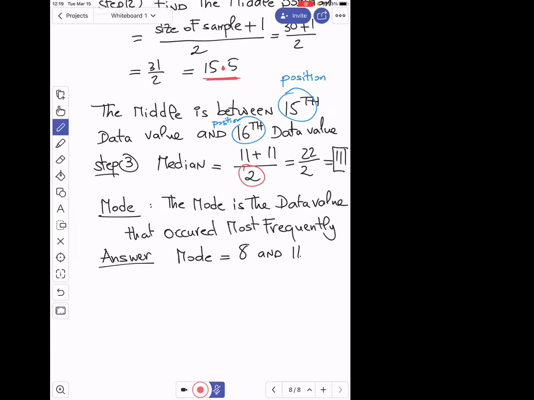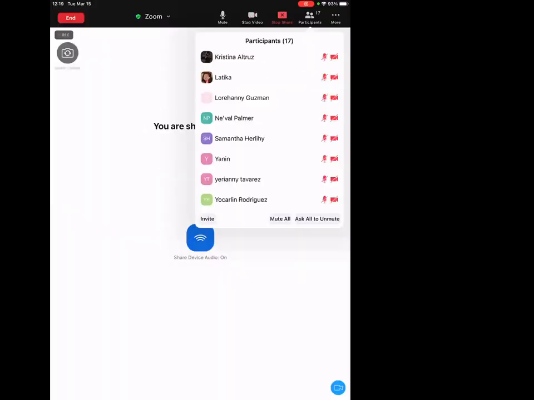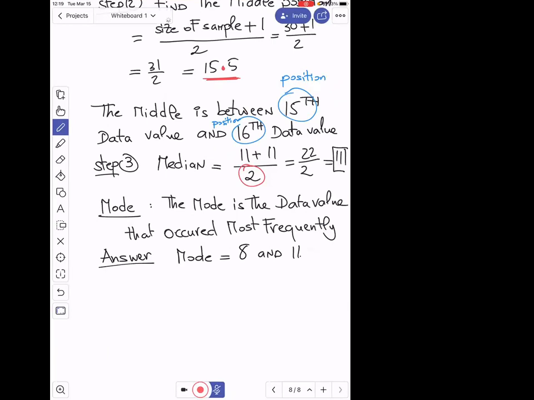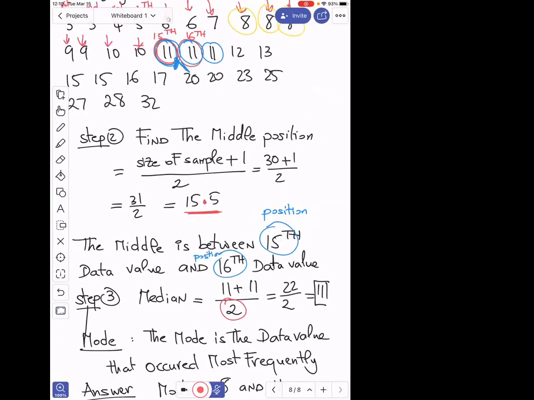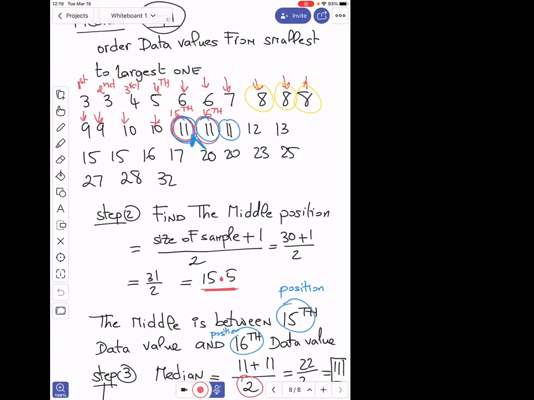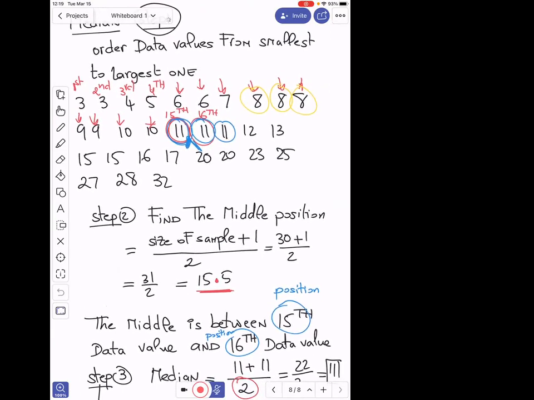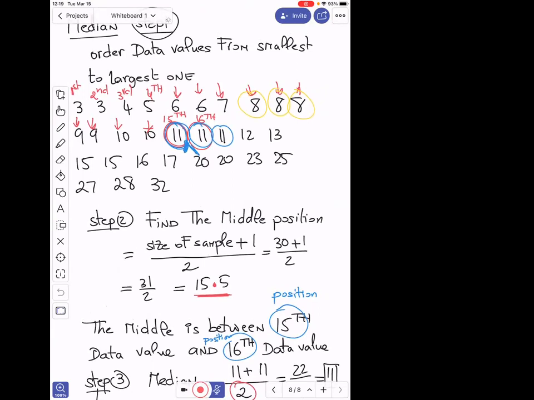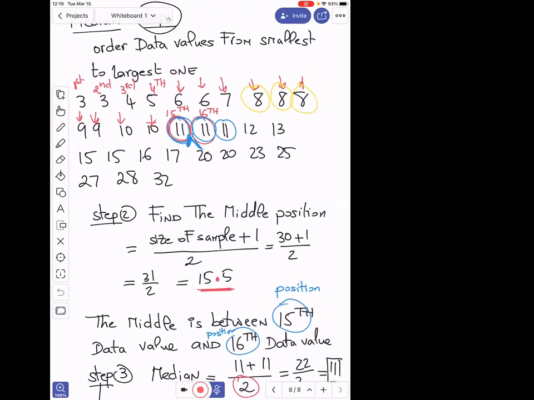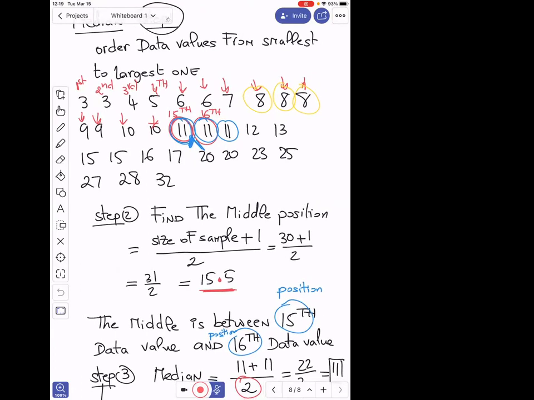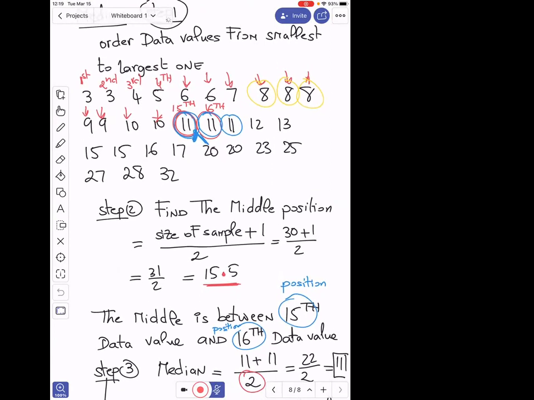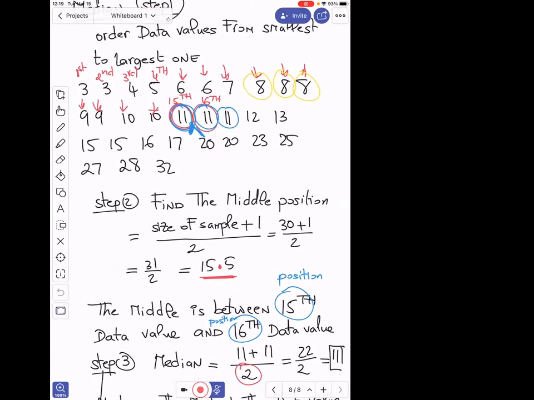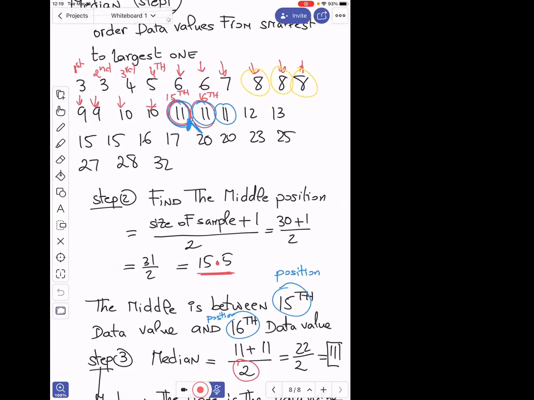Any questions, guys? If you see a number more than 3 or 4 times, you know that's going to be one of your modes. It's the most frequent, so you count. Here 8 and 11 occurred more than the others. They occurred 3 times. All the other numbers occurred less than 3, either 1 time or 2 times. Does it make sense to you? Why is it 8 and 11? Okay, all right.